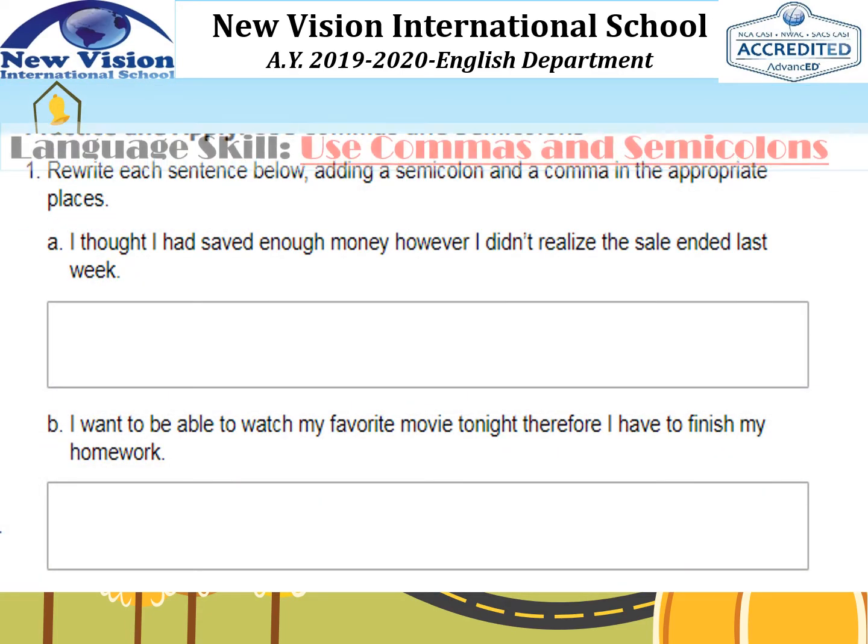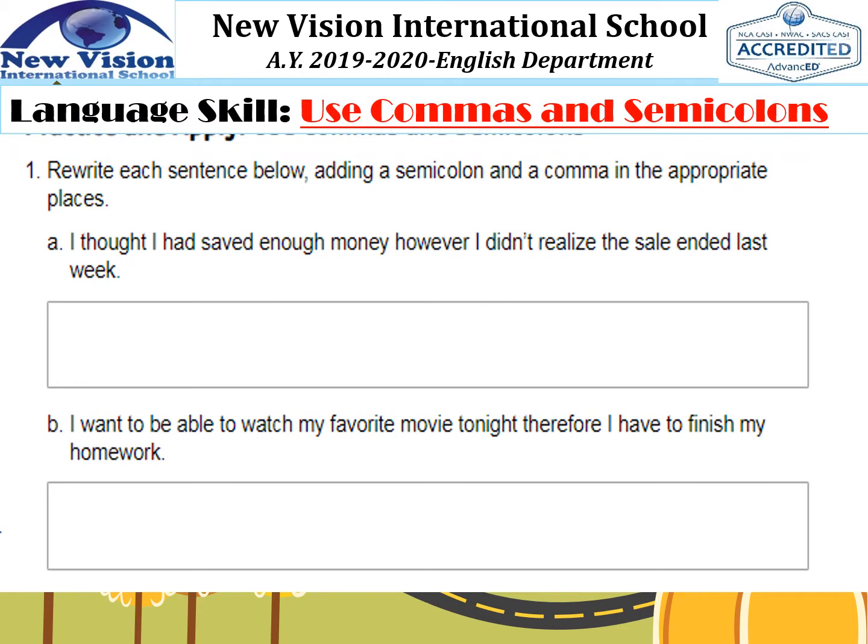Now, let us apply what you've learned. Use commas and semicolons. Rewrite each sentence below, adding a semicolon and a comma in the appropriate places. Now, we must consider these things. First, ask yourself if these sentences suggest a contrasting or connecting relationship or a cause and effect relationship.